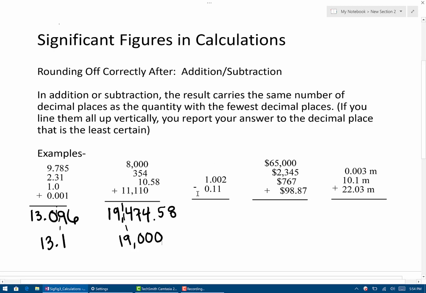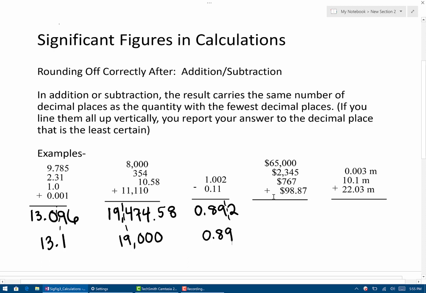In our third example here, we have a subtraction problem. Our first number is reporting out to 3 decimal places, the thousandths place. Our second number is reporting 2 decimal places, the hundredths place. Again, since they both have decimal places, it's pretty straightforward. You go with the least number, only 2, so your answer should only have 2. If you subtract these two, you end up with 0.892. We can only have 2 decimal places, and we have a 2 after our cutoff point, so we don't have to round. We can just report our answer as 0.89.